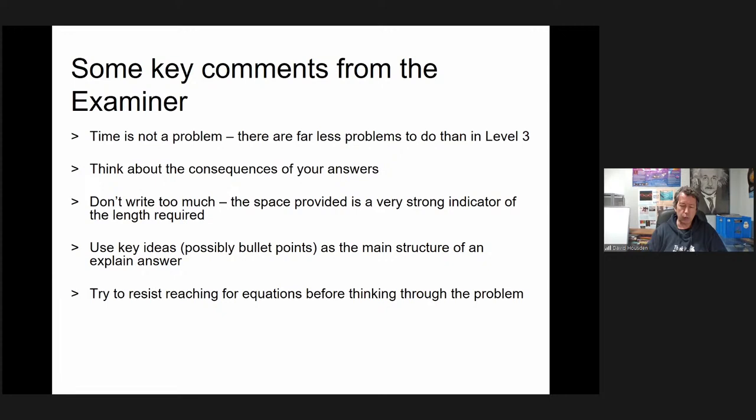And the last one, which is something that even the most experienced problem solvers struggle to do, is to try and resist reaching for the equations before thinking through the problem. You need to spend more time thinking. That's a key message that I'm giving you. Spend more time thinking and less time writing with the pen, because it might not be in your best interest.